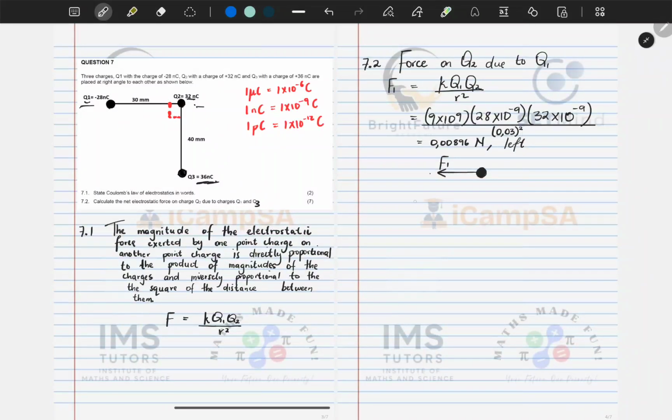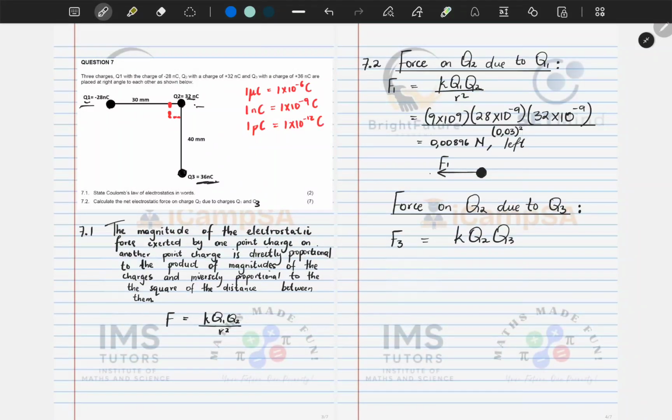Right, so then you have force on Q2 due to Q3. So you see, we are breaking it down so we understand what we're doing for each case. Right, then we have this guy. Let's call this one F3 because it's from the charge 3 or Q3. Call it K, Q2, Q3 because we are focusing on Q2 and Q3 now. And then we have R squared.